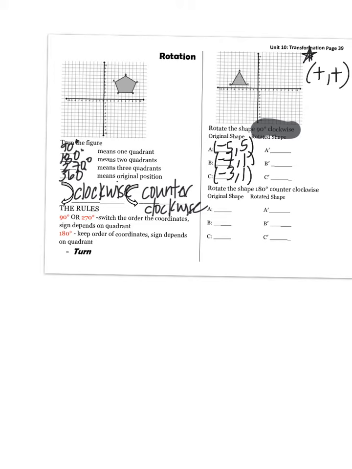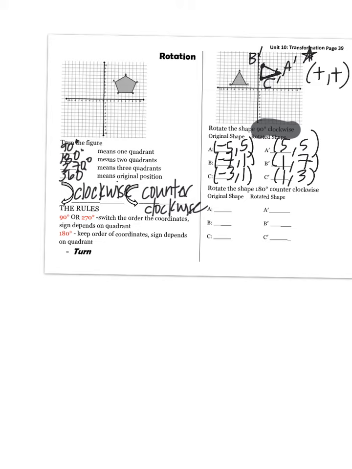So for 90 degrees, we have to flip the order. So 5, 5, 1, 7, 1, 3. And because it is quadrant 1, they will be positive. So 5, 5, 1, 7, and 1, 3. So A prime, B prime, and C prime.